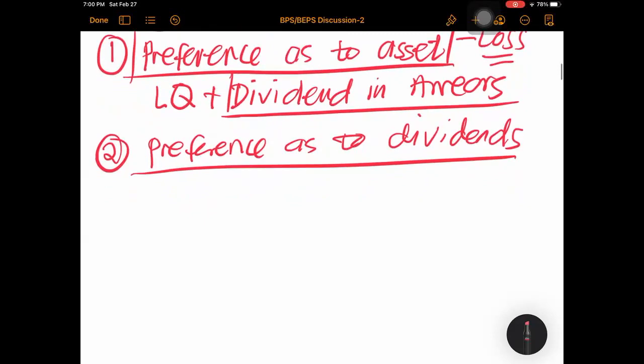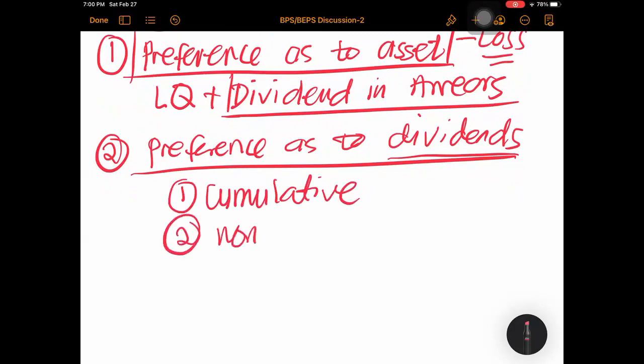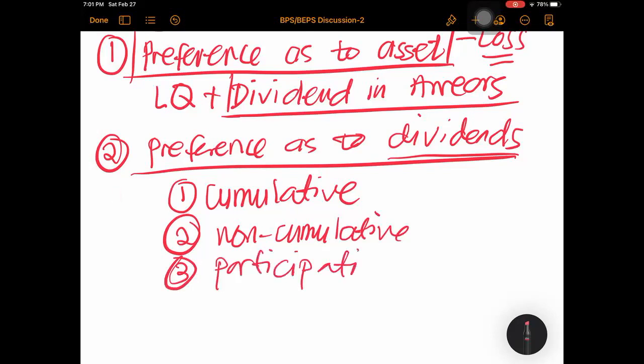Second preference is preference as to dividends. Kani, di ba, only limited to the dividends. So, preference as to dividends, magdepende siya kung unsa ang gigamit nga term sa imong preference shares. So, naa diri ang upat ka term. Let's say cumulative nga preference share, non-cumulative, participating, and non-participating preference shares.